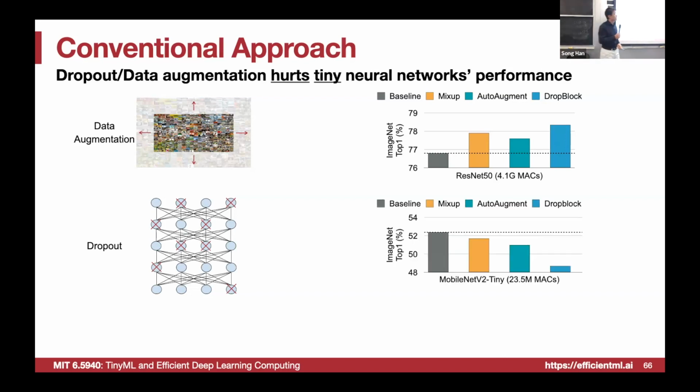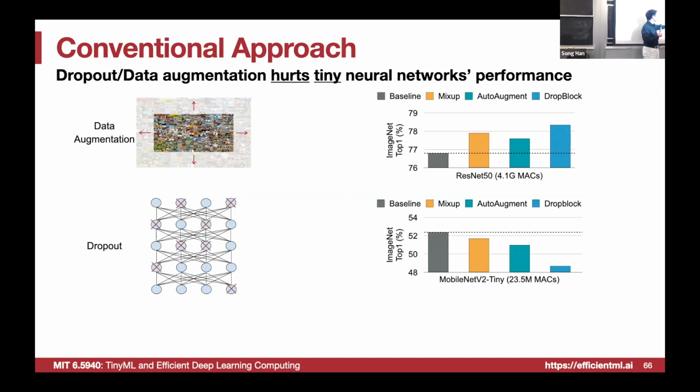Unfortunately, these methods hurt tiny models' performance. Like this is MobileNetV2-Tiny, which has only 23 million MACs, a few orders of magnitude difference from this ResNet-50 with respect to the computation.